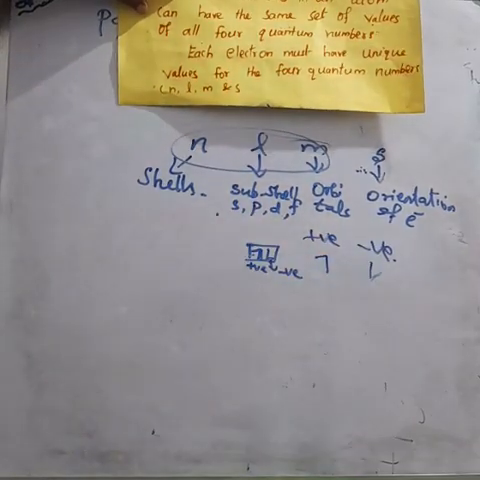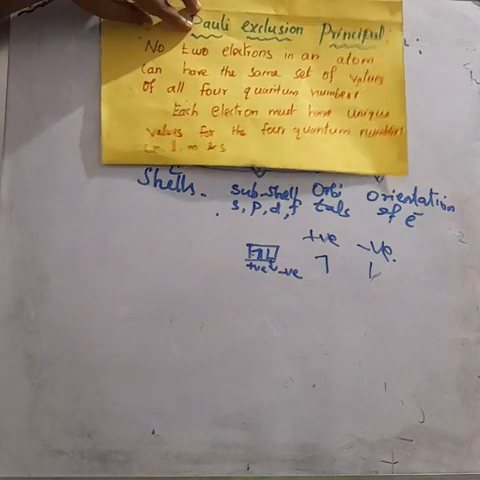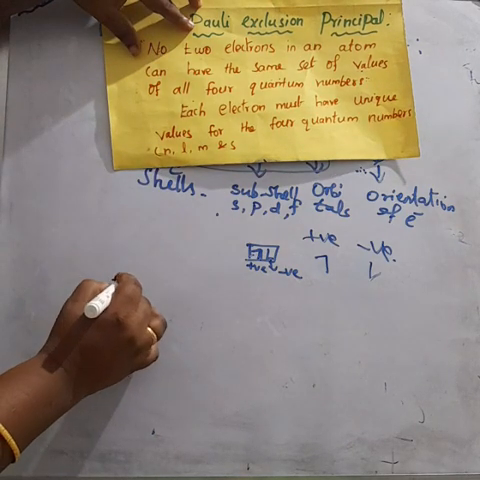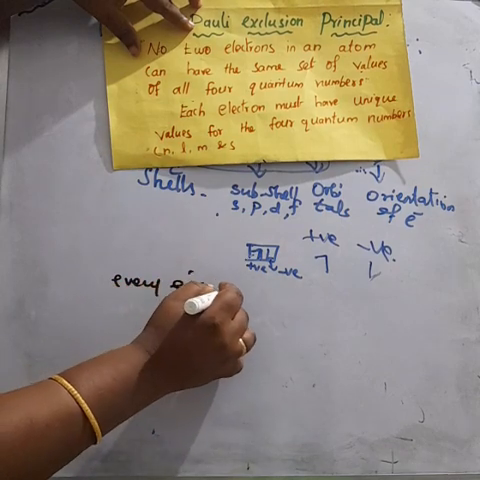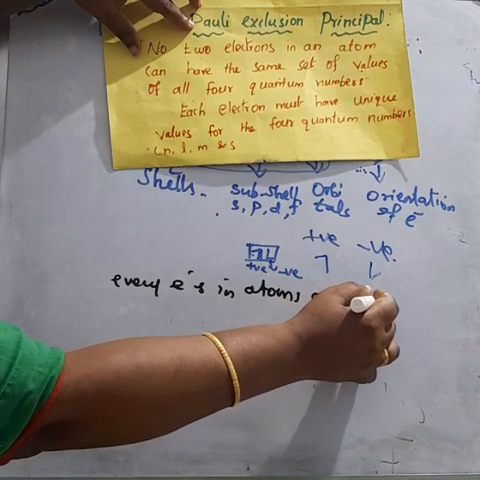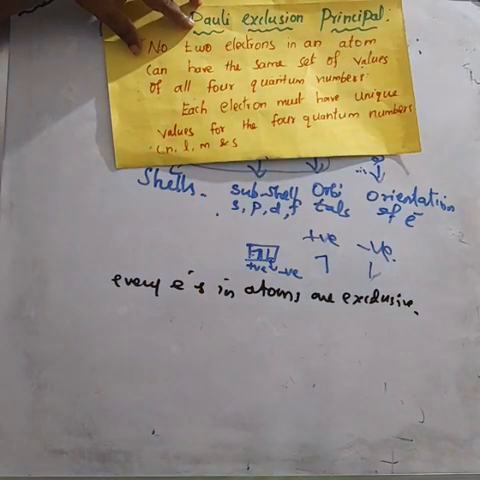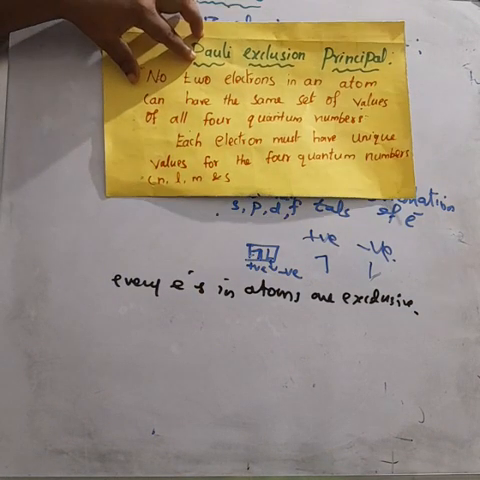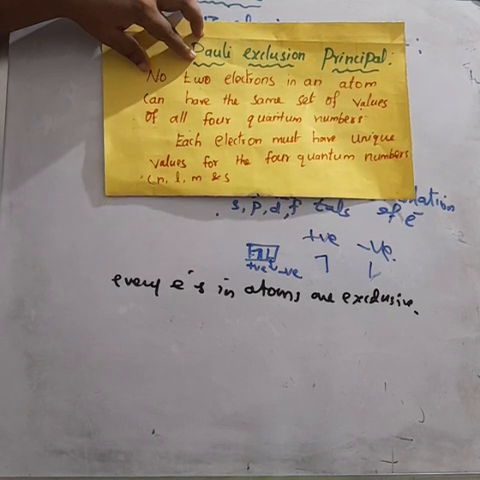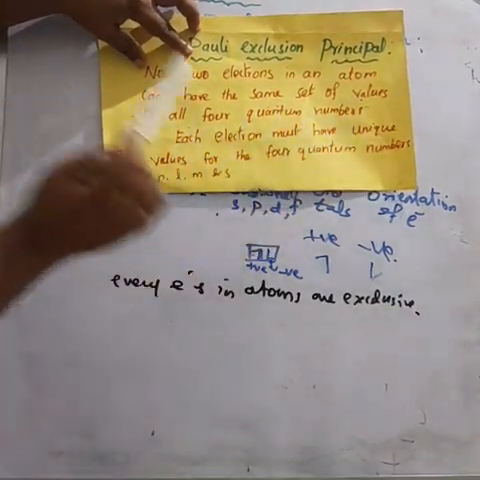Okay, so the Pauli exclusion principle states that every electron in an atom is exclusive. That is why we call it the Pauli exclusion principle. So Pauli exclusion principle means no two electrons in an atom can have the same set of values of all four quantum numbers. Each electron must have a unique value for the four quantum numbers.